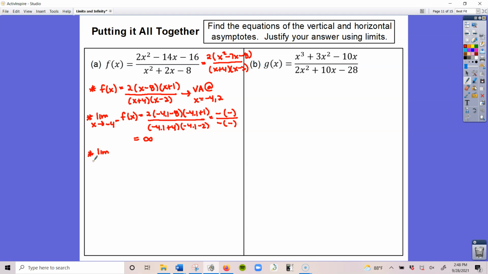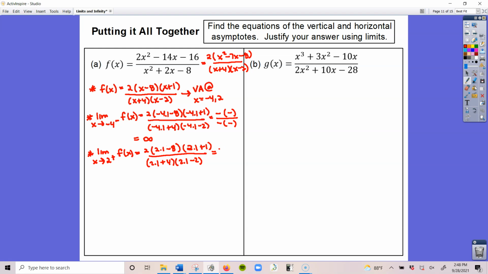So the limit as x is approaching 2 from, let's do the right this time. Since I already did the left here, I'm going to do the right. Of f of x is going to equal 2 times, I'm going to do 2.1 minus 8 times 2.1 plus 1 over 2.1 plus 4 times 2.1 minus 2. And now again, we're going to take note of the signs.